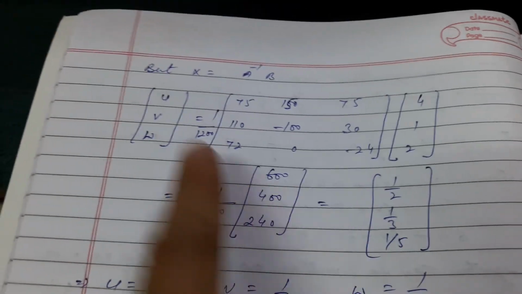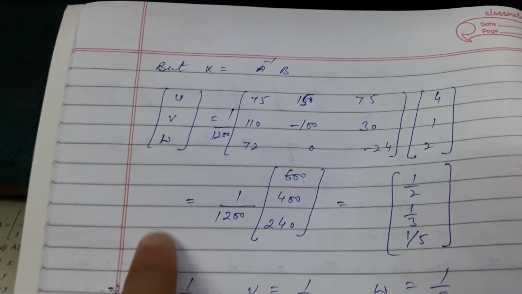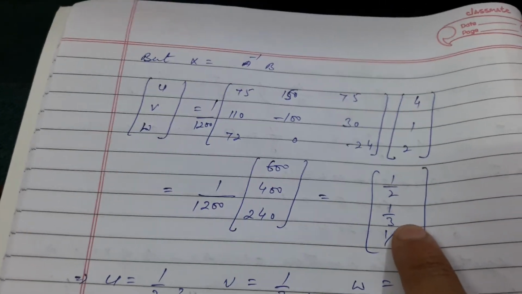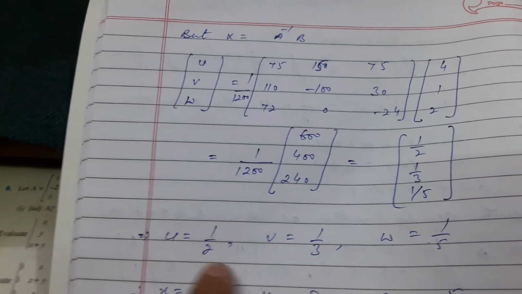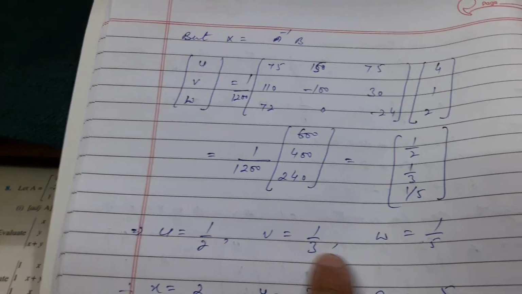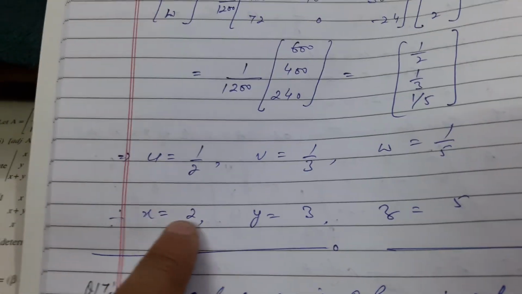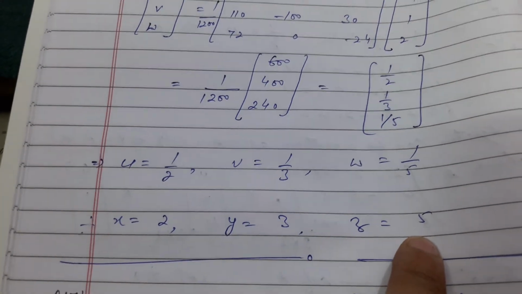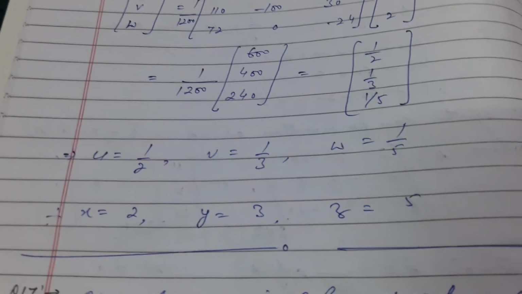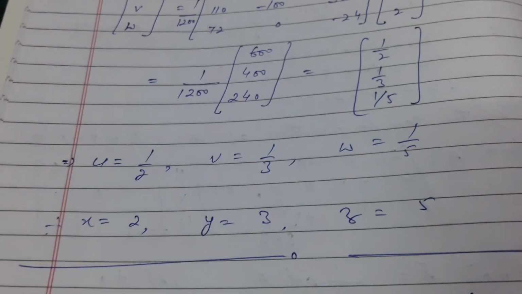So actually these are the values of this column matrix u, v, w. After this, you see u = 1/2, v = 1/3 on comparing, and w = 1/5, and you know u = 1/x. So on comparing, you see x = 2, y = 3, and z = 5, and this is the solution of these linear equations. This is the solution by the matrix method.